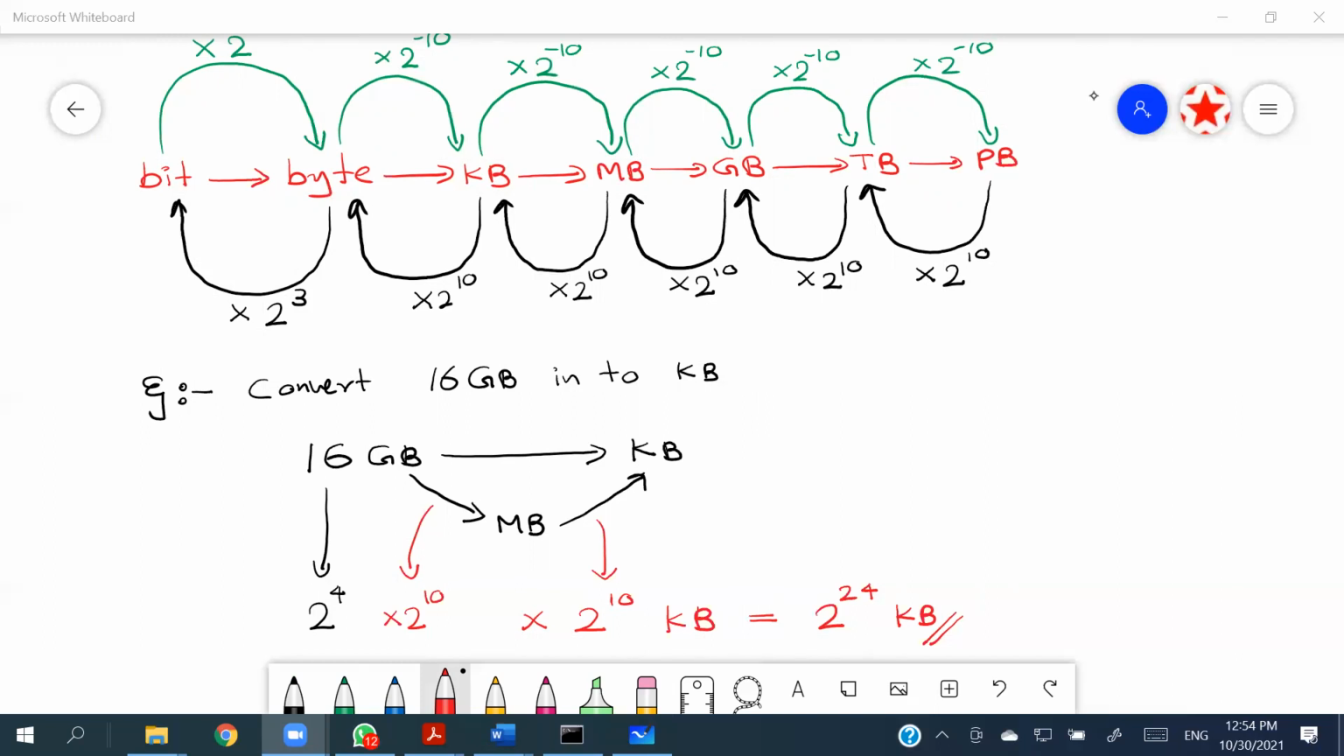Right. So where did we match? The place where we matched is where we went from here to here, right? We started from gigabytes and went up to kilobytes. So, we consider these 2 to the power 10.